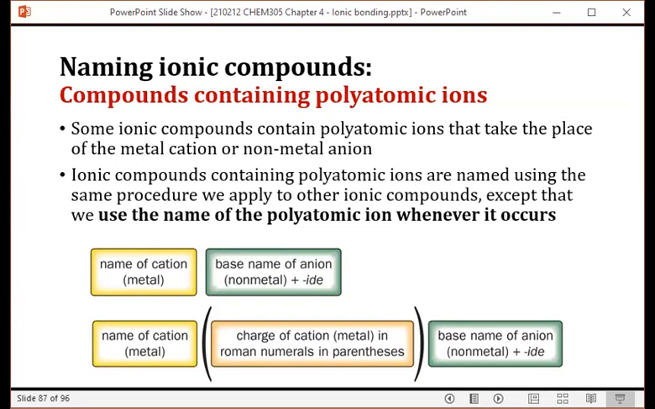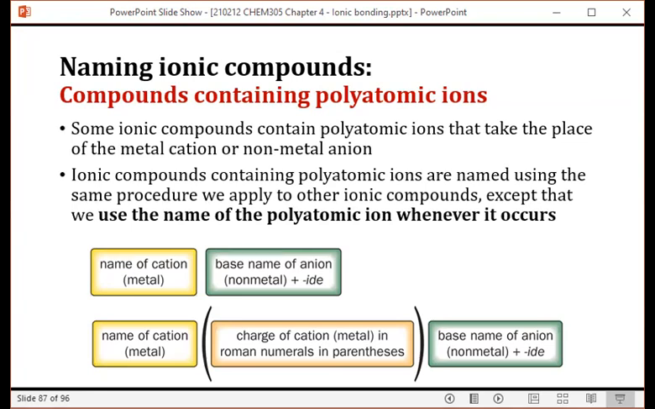And then if we have a polyatomic ion, you just insert the name of the polyatomic ion wherever it occurs. So if your polyatomic ion is a cation, taking the place of the metal, then you insert the name of the polyatomic cation in place of the metal. And if your polyatomic ion is an anion, negatively charged, it would be taking the place of the nonmetal, and you just put the name of the polyatomic ion in place of the nonmetal.